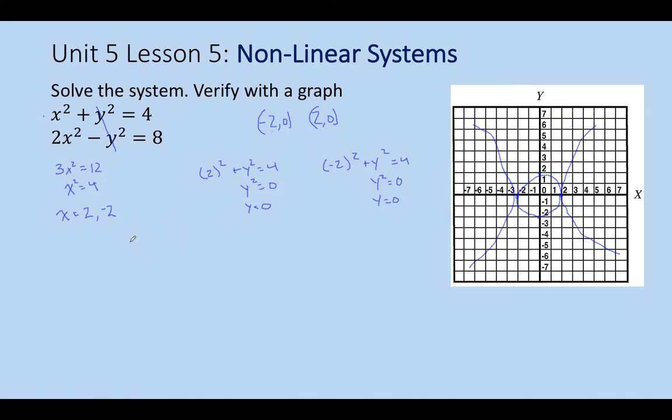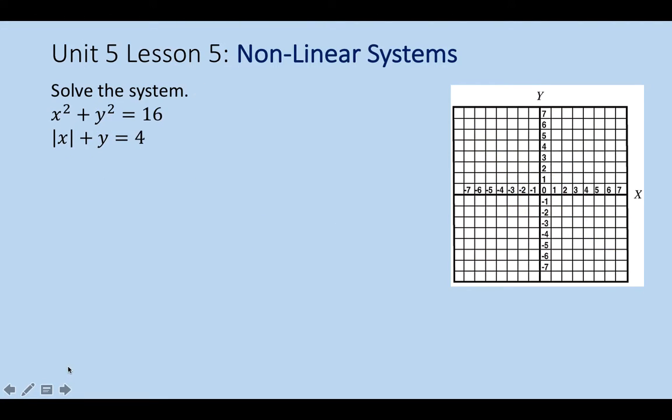So my final answers are when x equals 2, you get y equals 0, and when x equals negative 2, you still get 0. And that matches up with what we see graphically and algebraically, and so we feel really good about our answer. All right, the last one that I've got for you here actually takes a look at absolute value.